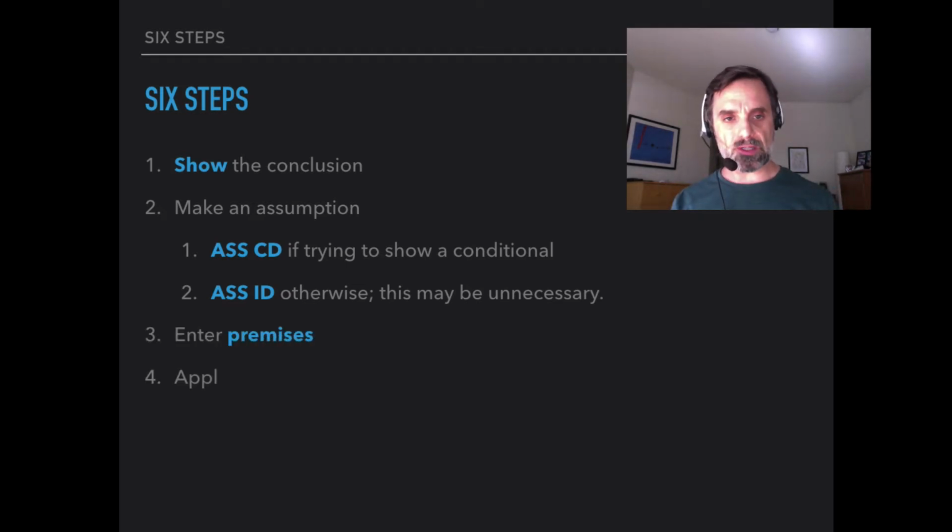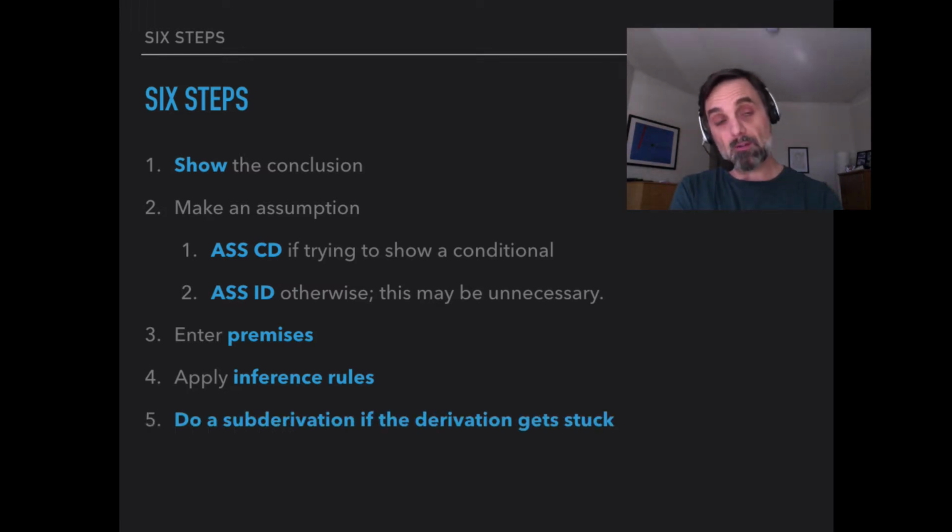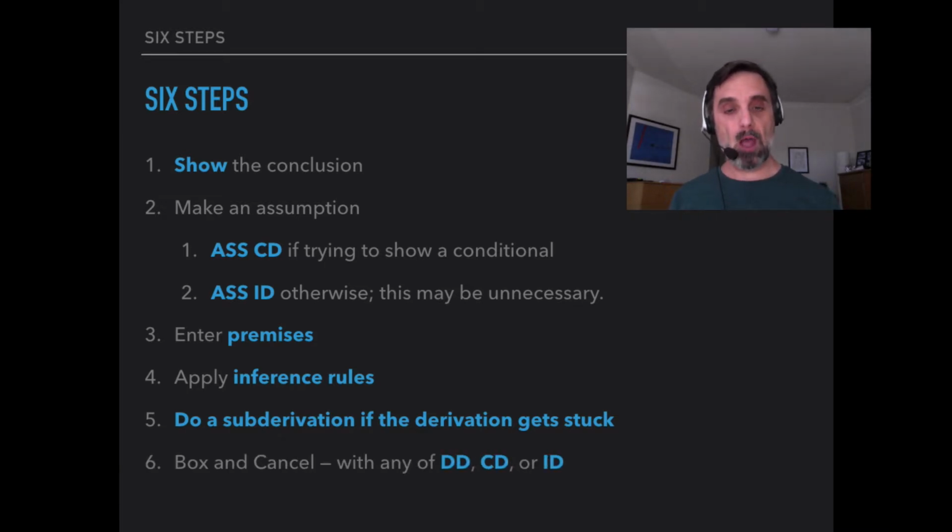So we enter our premises. We apply our inference rules, knowing that we prefer elimination rules. If the derivation gets stuck, we do a subderivation. And when we do a subderivation, we might do assume ID as an assumption there. And then we box and cancel. But now we need to remember there are more options for boxing and canceling. We have DD, which is the conclusion, CD, which is the consequent of the conclusion, or ID, which is any contradiction. And that you have to pay attention for.